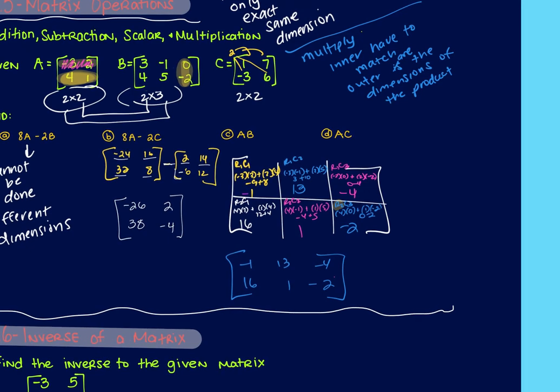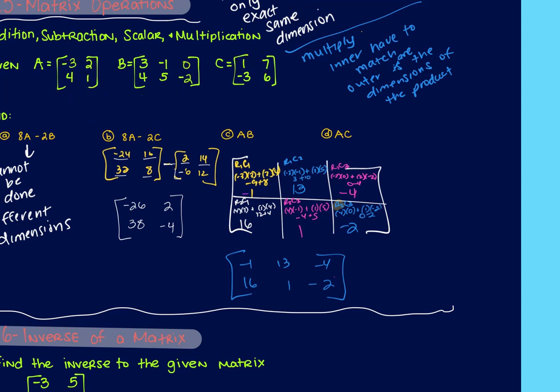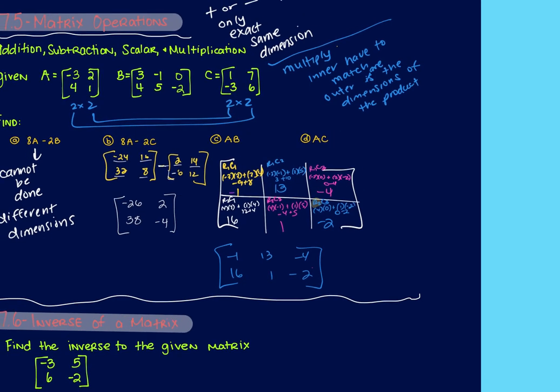Then you go A times C, right? So A times C, let me erase all this off. And keep in mind that this is where I wouldn't want to highlight. I would want to write lightly with my pencil. A times C, which is a 2 by 2. And a 2 by 2, the inner two match, so it can be done. The outer 2 is my result. So my answer is going to be a 2 by 2.